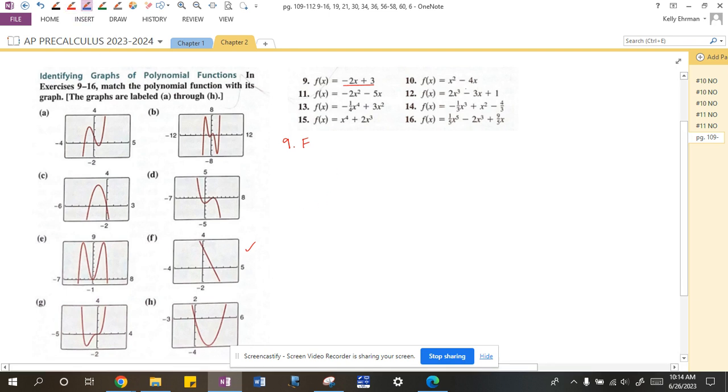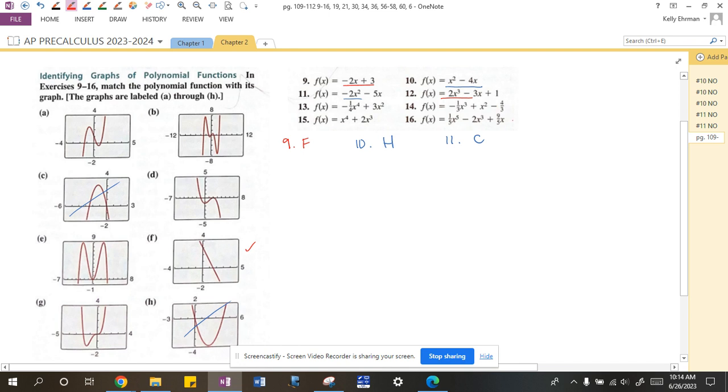Number 10 is a quadratic, opens up. The only other quadratic I see is 11, which opens down. So 10 is a quadratic that opens up. That's got to be H. I'm sorry, oh yeah, wrote that in the wrong spot. So 10 is H. 11 is a quadratic that opens down, so that's got to be C.